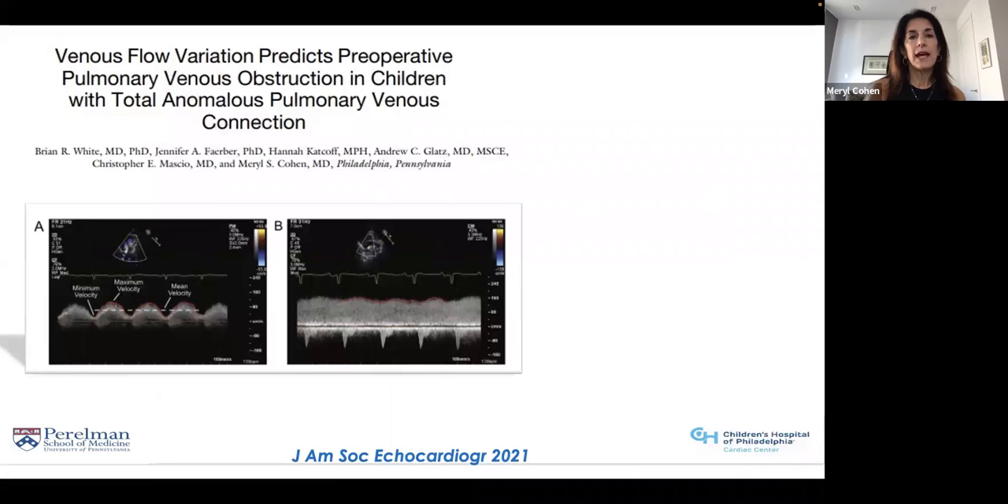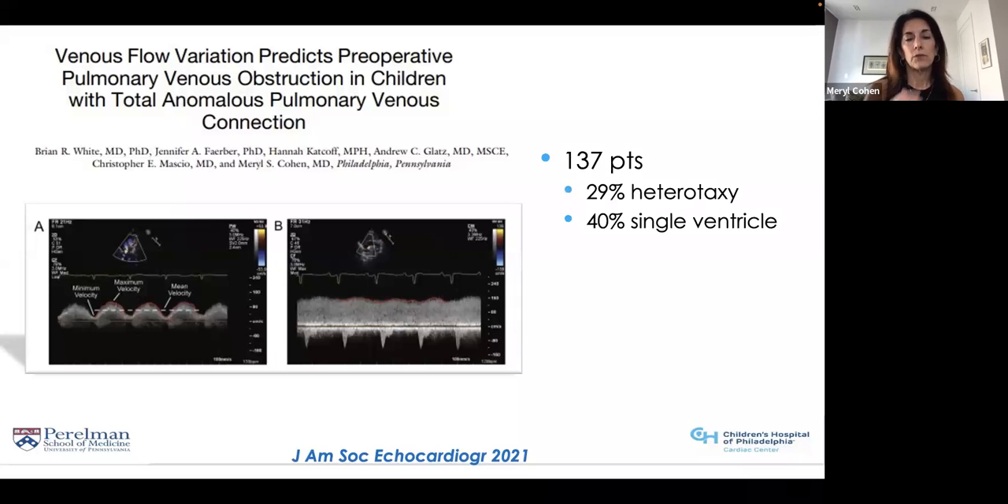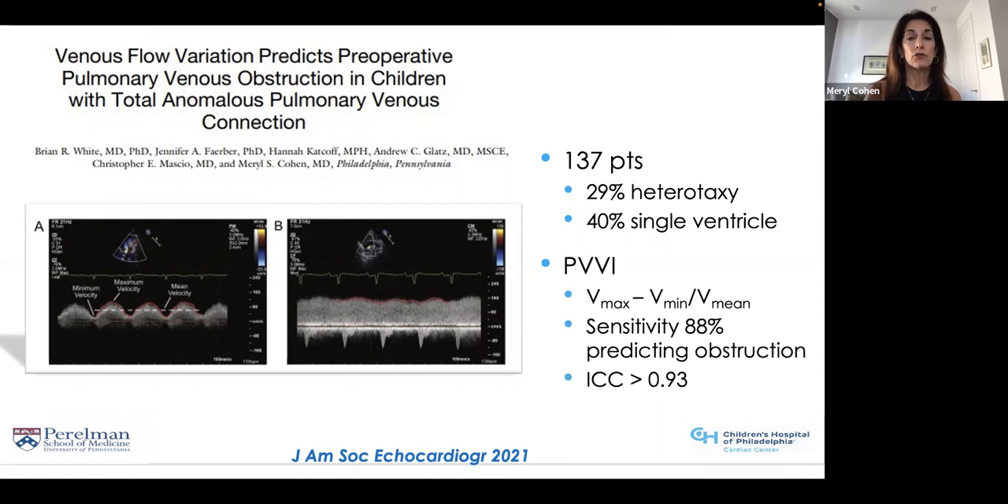And then how do we detect preoperative obstruction? Well, we can do it by way of this venous flow variation. This was other work done by my colleague Brian White here at CHOP. We looked at almost 140 patients, of which a significant number had heterotaxy and single ventricle. And we determined that this pulmonary venous variability index, which is the maximum velocity minus the minimum velocity divided by the mean, was fairly sensitive to predict obstruction in this cohort of patients with a very good interclass correlation coefficient.